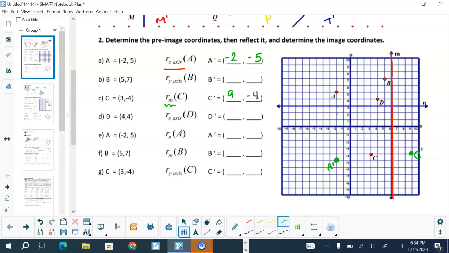What I want you to do here is take a couple minutes to finish out the rest of these. You're probably going to need to pause the video. And then when you're ready to look to see what the answer should have been, you can continue to play the video here.